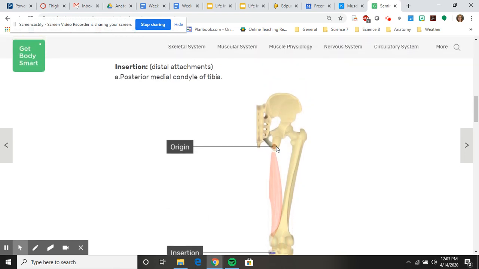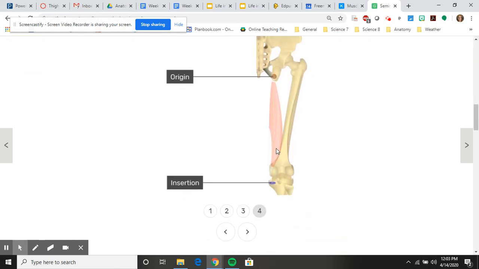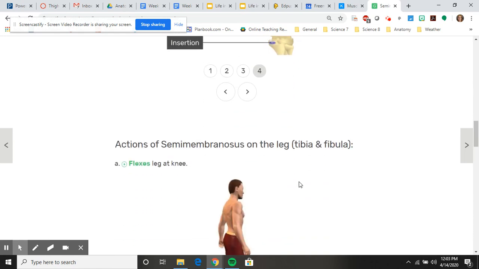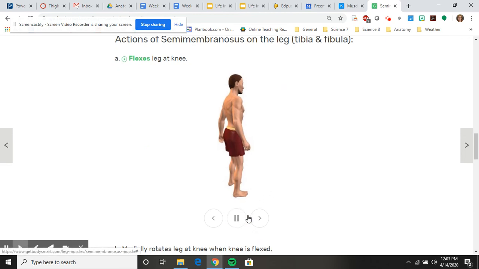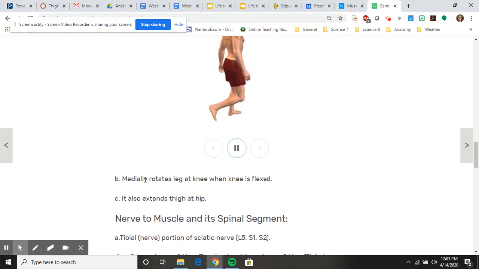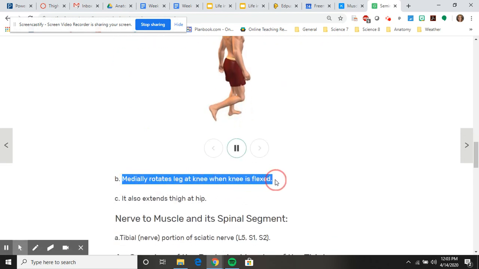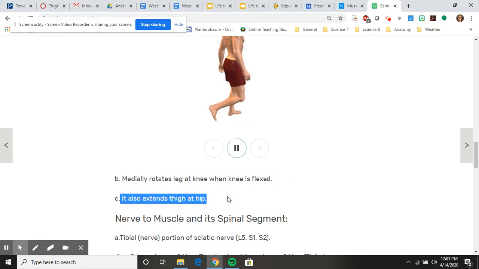It will also originate on the ischial tuberosity, and it has a very similar insertion also as the semitendinosus. So you can see that right there. It is going to flex the leg at the knee, help in medially rotating the leg at the knee when the knee is flexed, and extending the thigh at the hip.